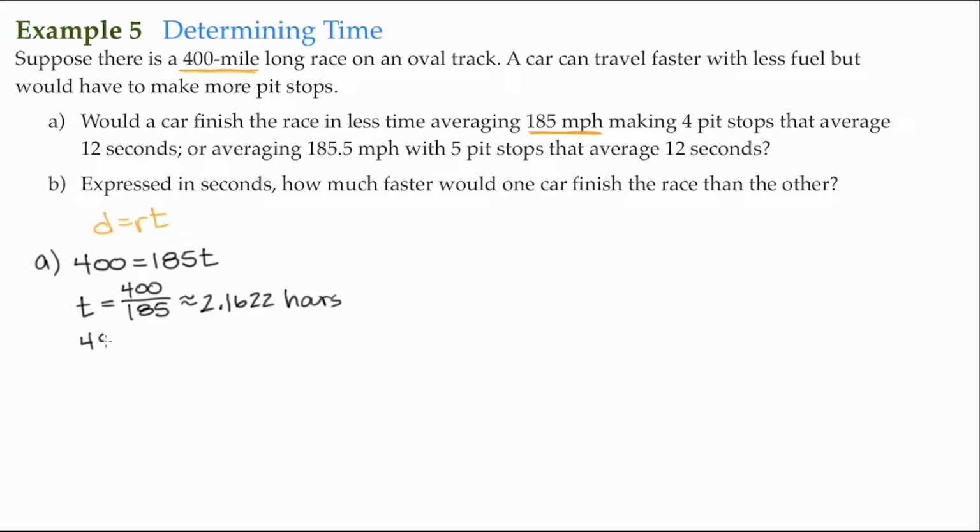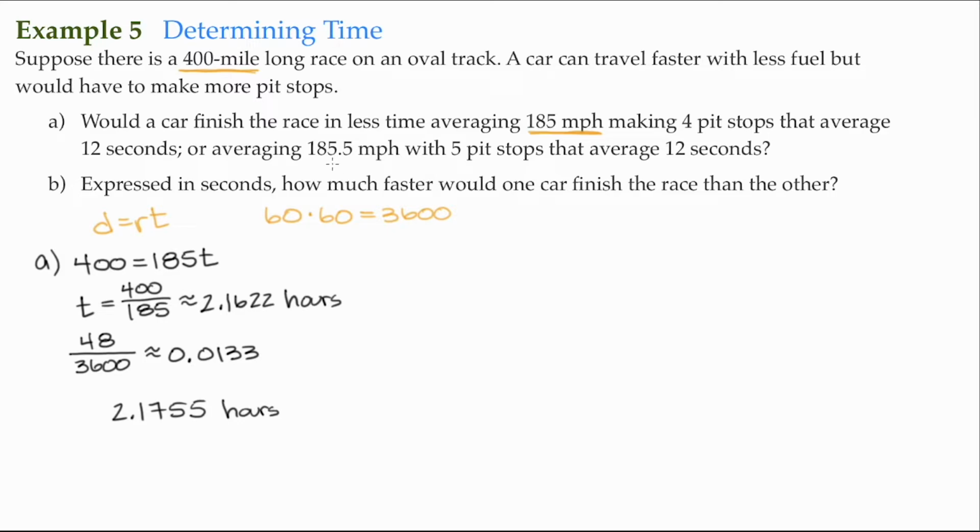So we have 48 seconds. And again, we said that there are 60 minutes to an hour and 60 seconds to a minute. That's 3,600 seconds. So we can divide this by 3,600 seconds, and it's going to give us a portion of an hour. So 48 divided by 3,600, that's 0.0133 hour. Add this to the hour up here, and that comes out to be 2.1755 hours to finish the race.